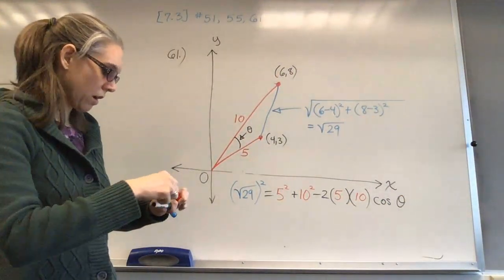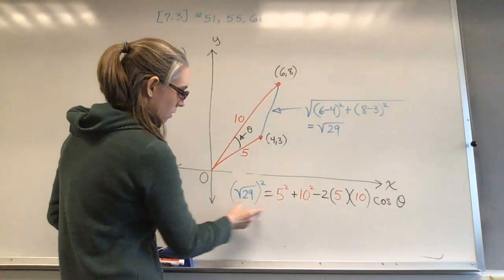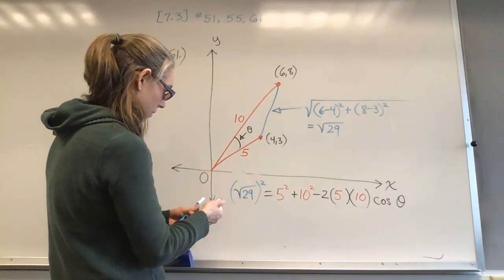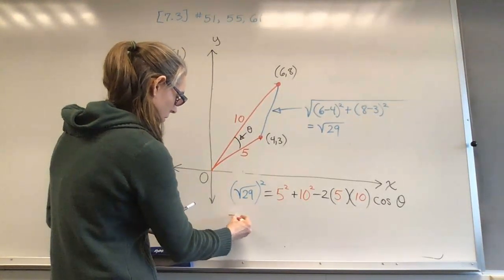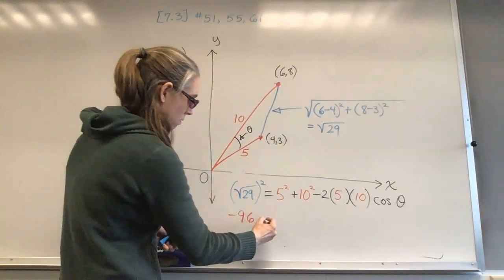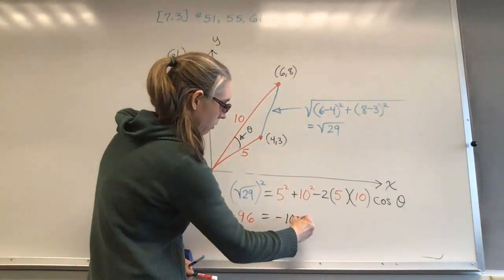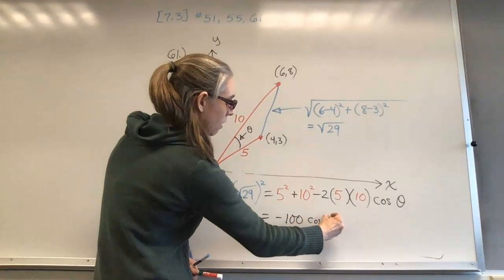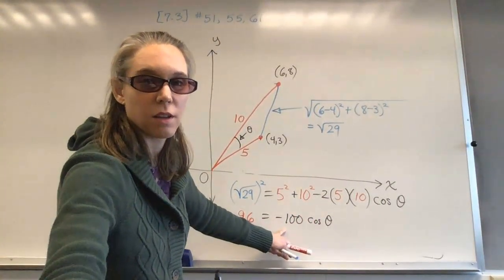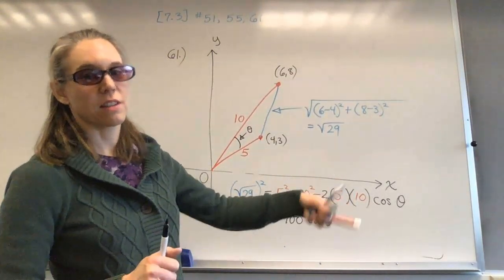Now we're going to subtract 125 from 29, and we get negative 96. And then this is negative 100 cosine theta. Where did I get the negative 100? 2 times 5 times 10. Negative 2 times 5 times 10.